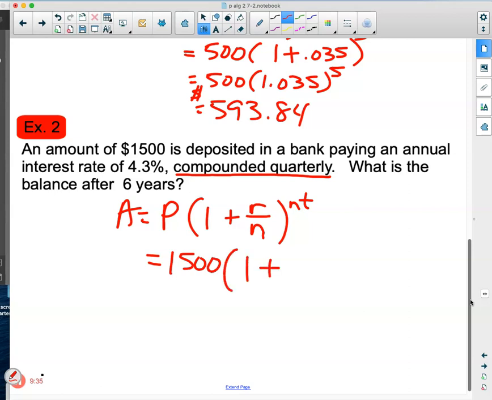1 plus, what's our interest rate as a decimal? 0.043. And the reason we had to use this formula was because it's compounded how many times a year? 4, quarterly. And we have to remember to put that in 2 spots. And then did they say how many years? 6. All right, so what math should I do on this ahead of time before I punch it in? The 4 times 6. I mean, really, the rest of this we're going to have to punch in.